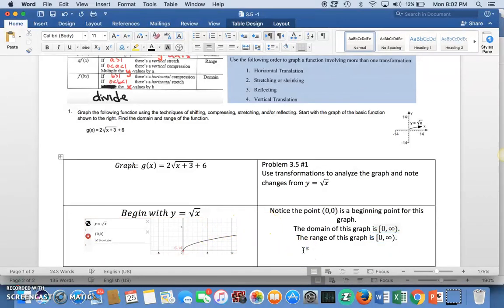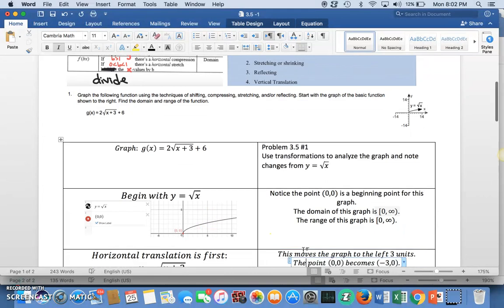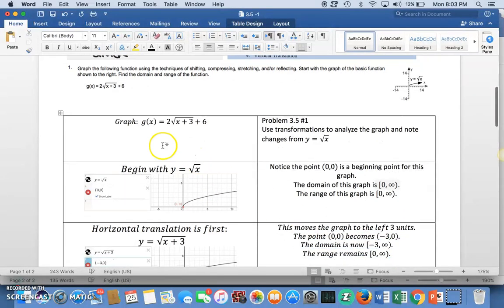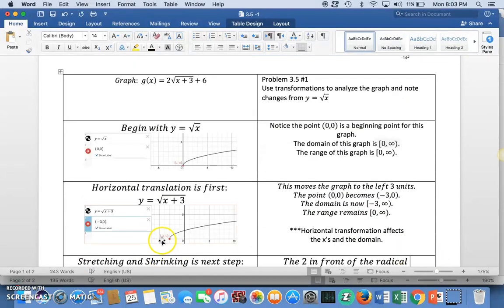That's what that means. Now, the horizontal is first, so we're going to take that plus 3 that's in here, and that moves it to the left 3 units. So the point that is at 0, 0 is now going to go to negative 3, 0. That's what happened when you just did this part.